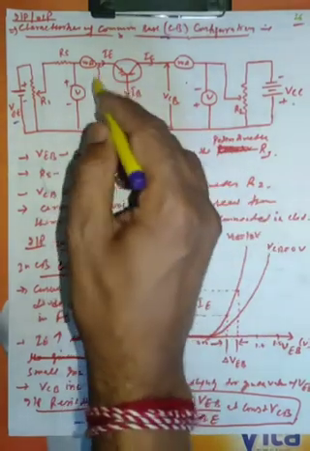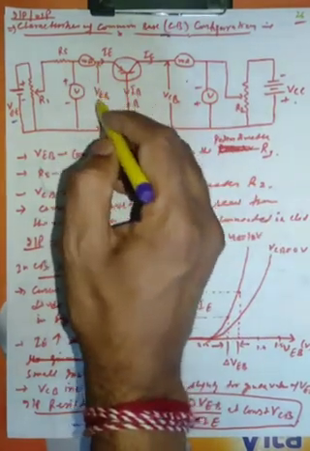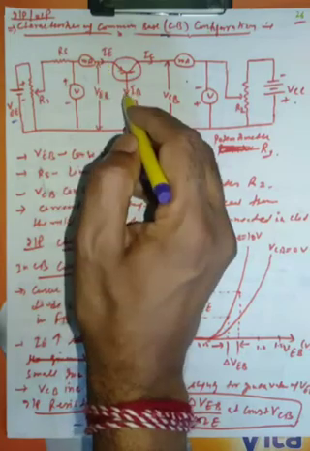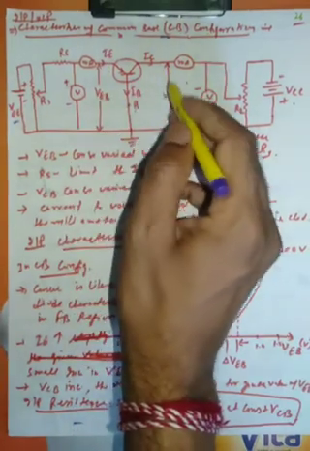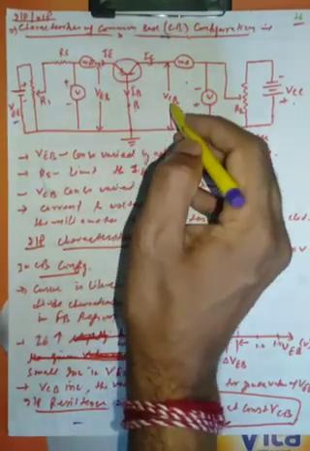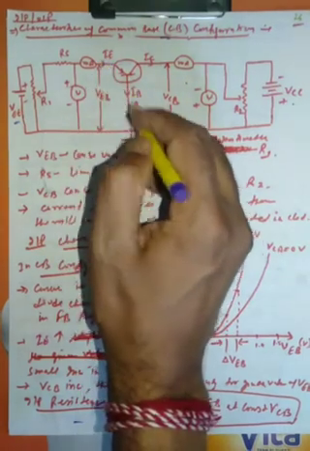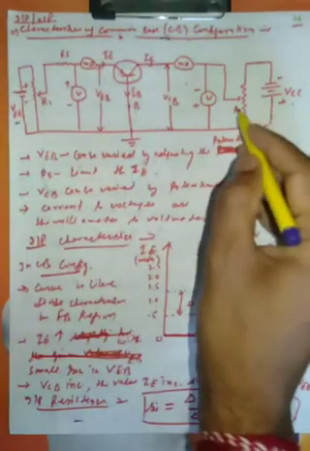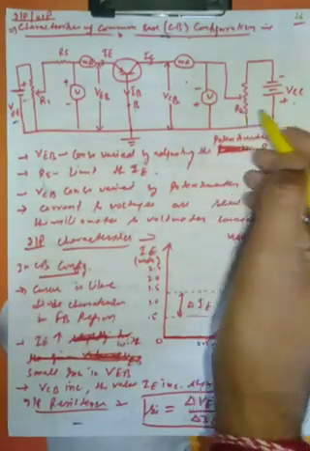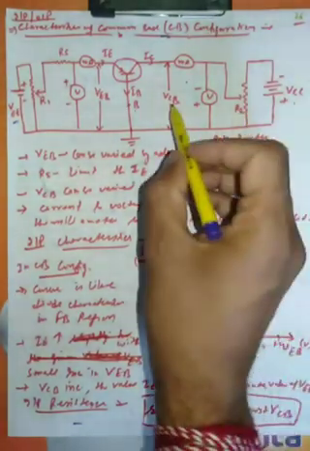The voltage across this side is VEB, the voltage across emitter and base, and across this one is the voltage across collector and base, VCB. Emitter current flows to this side and base current from this side, and collector current from this side, and R2 is the potentiometer which is used to vary the voltage VCB.